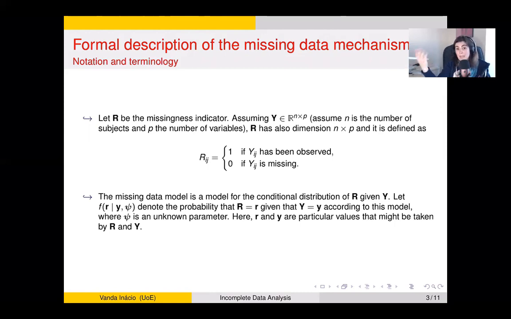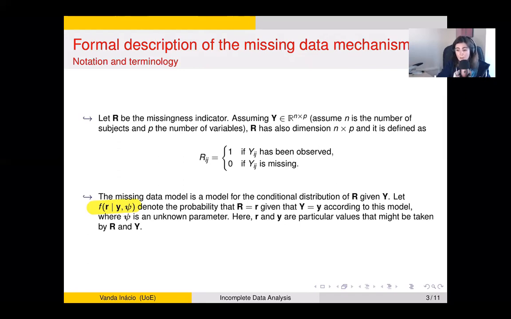And the missing data mechanism is a model for the conditional distribution of the missingness indicator given the data, and we denote it by f of r given y and psi, where r and y in lower case stand for particular values that might be taken by capital R and Y, which we assume to be random variables. And Psi is the parameter of the missing data mechanism. For instance, it can be the probability of success in a Bernoulli distribution in the case where we only have one variable with missing values, and Psi is usually unknown. And we will see that when we need to learn about Psi, this somehow complicates our life, but this is later in this video.